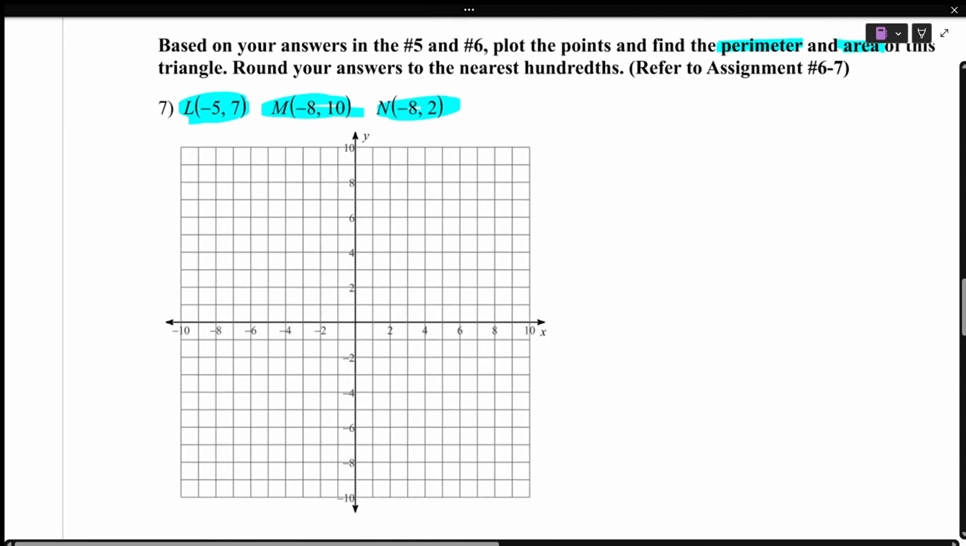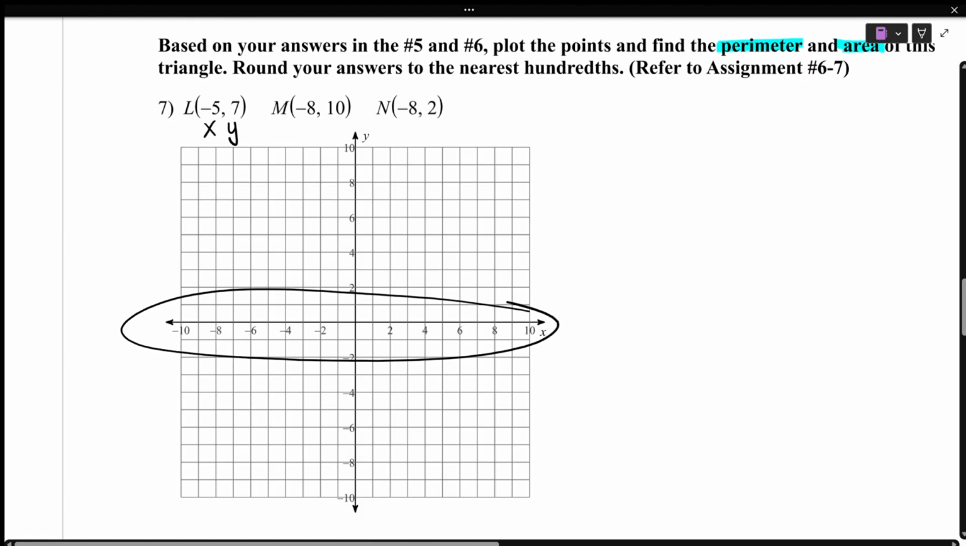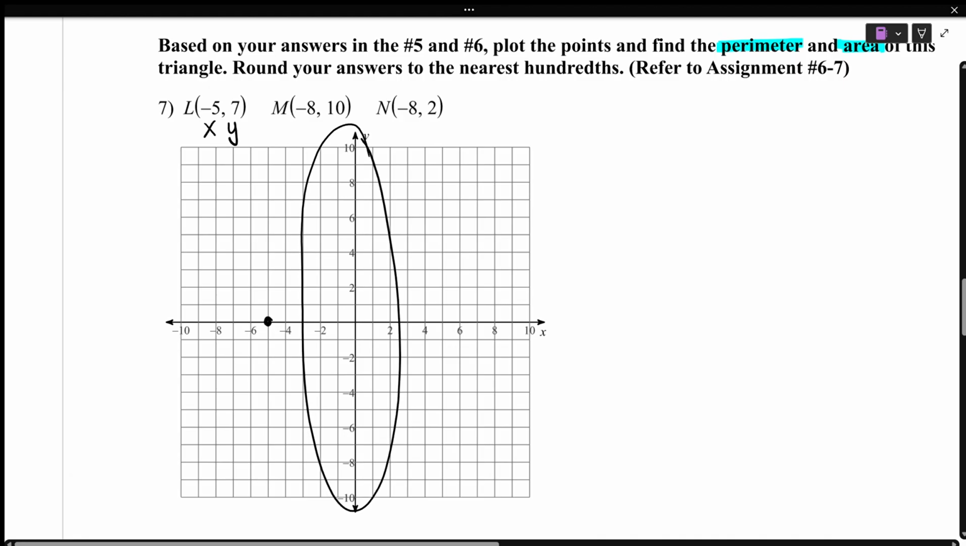Let's plot those points. L is at negative 5 on the x and 7 on the y. So I'm looking at the x-axis and figuring out where negative 5 is. Negative 5 is right here. And then 7 on the y-axis is right here, right? So negative 5 and 7 meet at those points. So this is your point L.